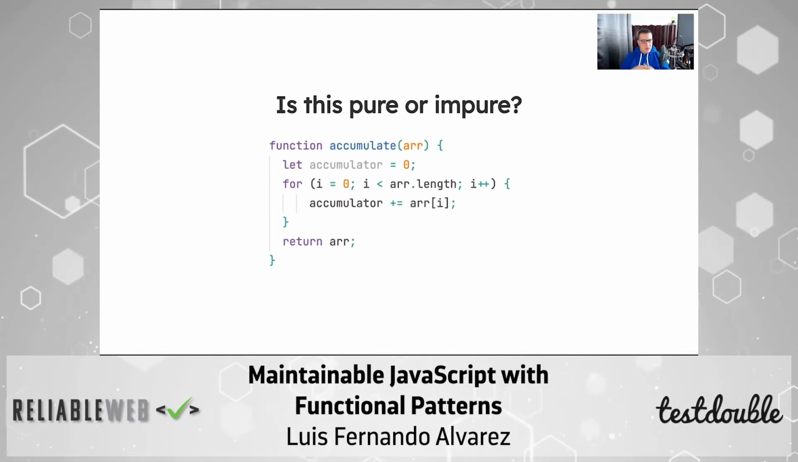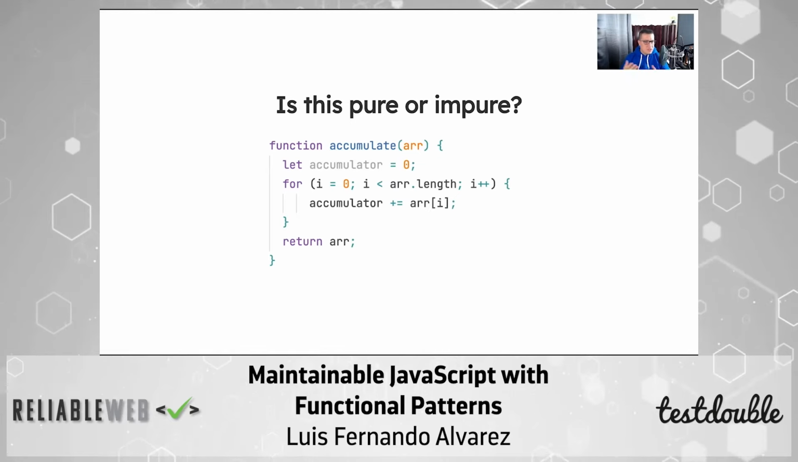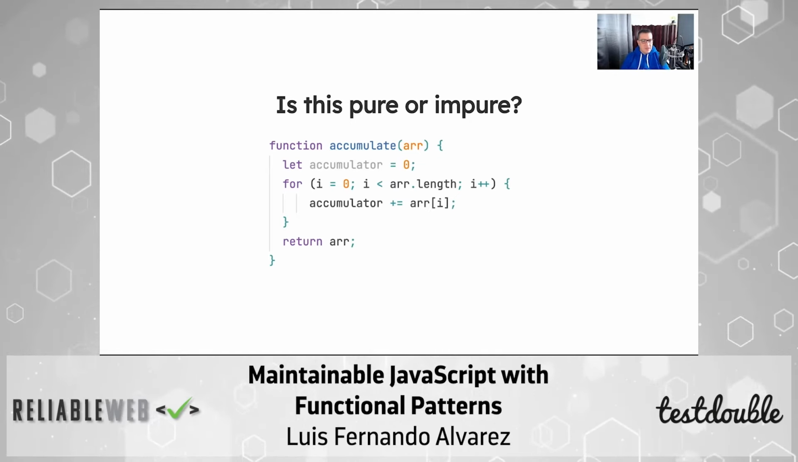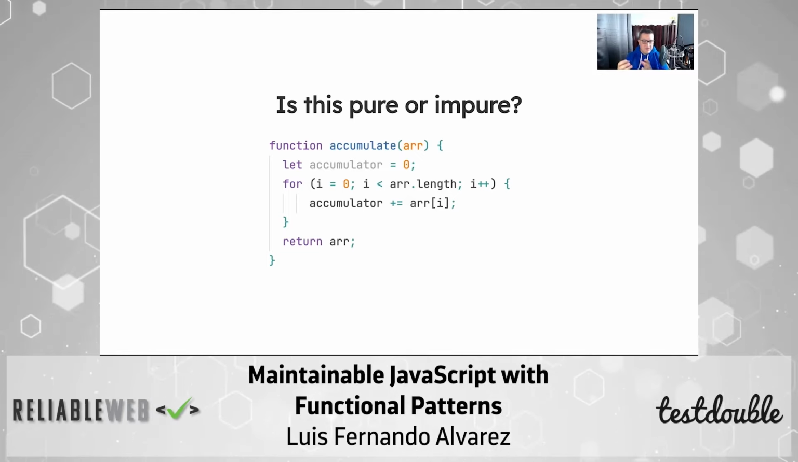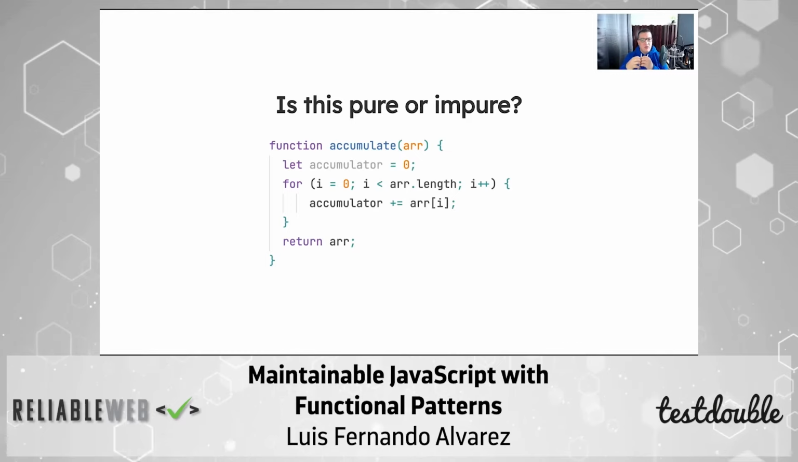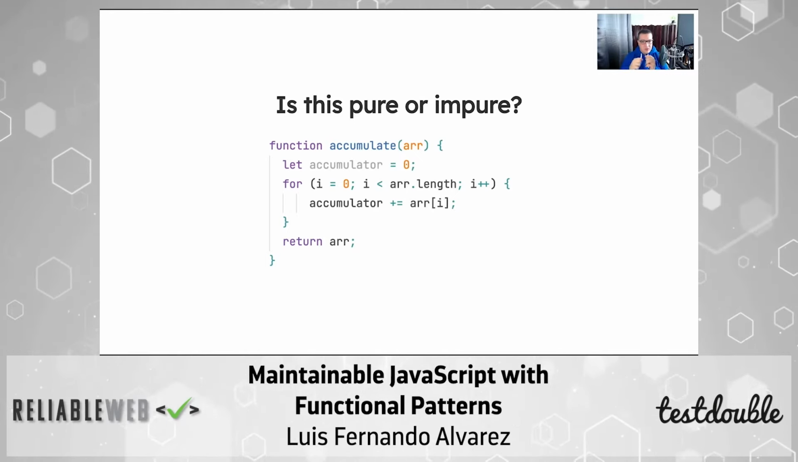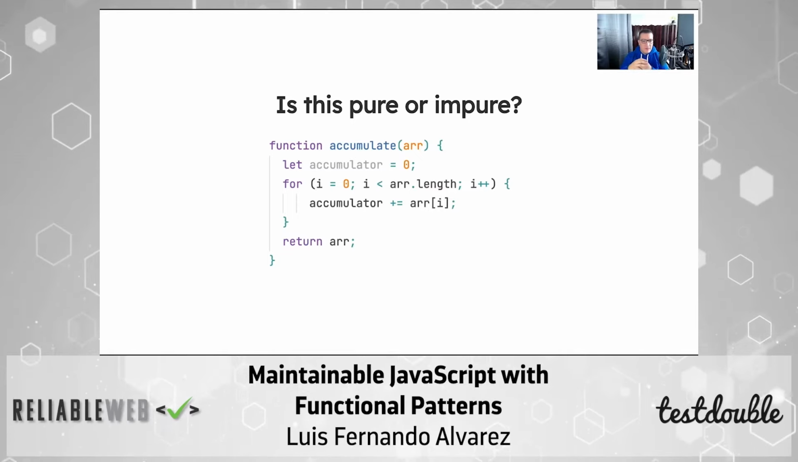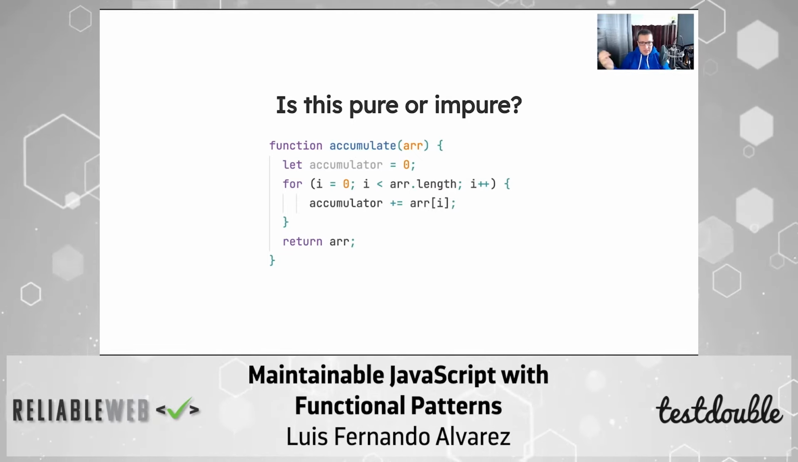So, talking about this accumulate function, right? Is this pure or impure? I would say that it's pure, just because it doesn't depend on any outside state. It doesn't have any side effects. It doesn't affect anything outside of the function. You get an input, you accumulate those values, and you return an array. But in this case, it doesn't matter.